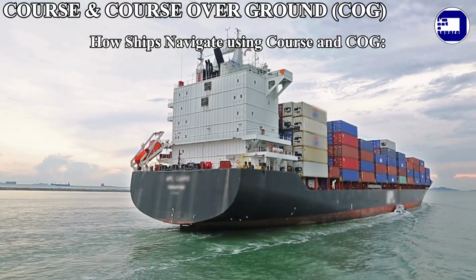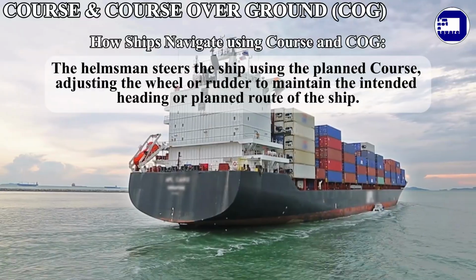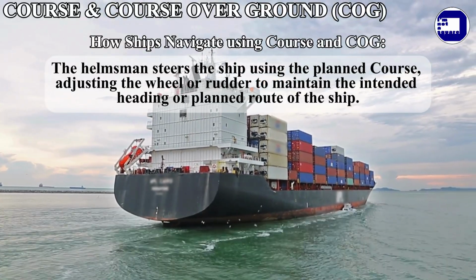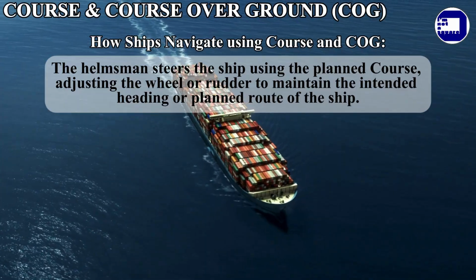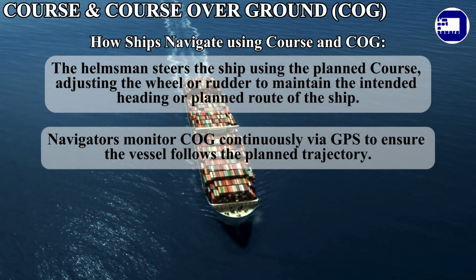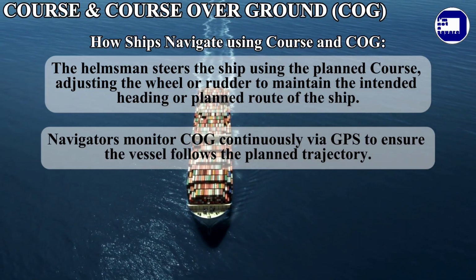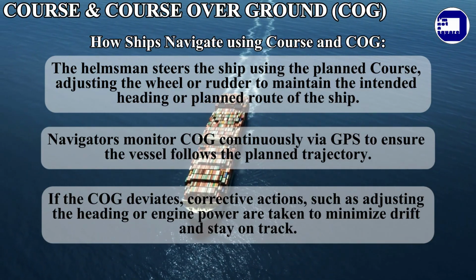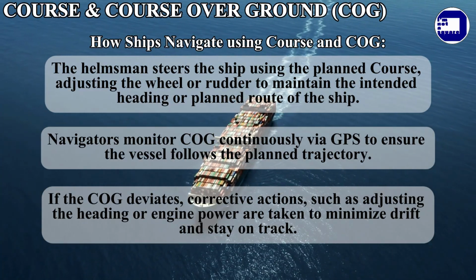How ships navigate using course and COG. The helmsman steers the ship using the planned course, adjusting the wheel or rudder to maintain the intended heading or planned route of the ship. Navigators monitor COG continuously via GPS to ensure the vessel follows the planned trajectory. If the COG deviates, corrective actions such as adjusting the heading or engine power are taken to minimize drift and stay on track.